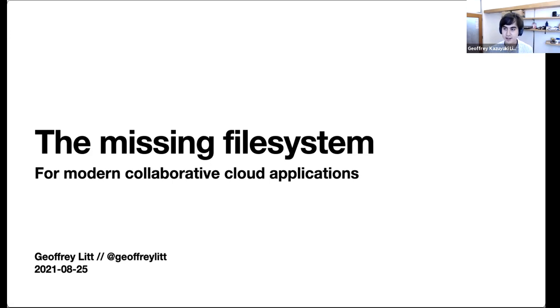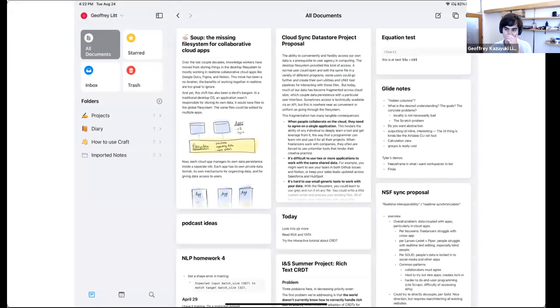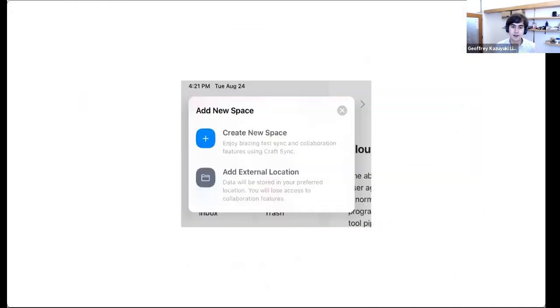Okay, let's dive in. So I wanna start with this story about this app that I use called Craft. It is a note-taking app. It kind of feels a bit like Notion, but it's a native app, it started out on iOS, and then they now have a Mac app as well. Really, really nice design and stuff. But they also have this very interesting and unique property that when I make a workspace in Craft, like a place to put some notes, they have two options. And so here are what those options are.